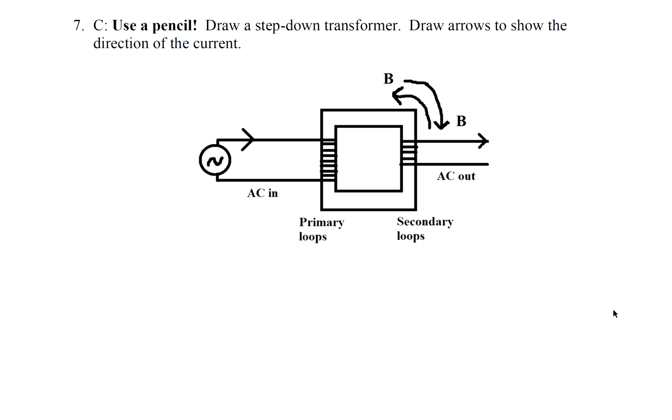Question 7. Draw a step-down transformer. Draw arrows to show the direction of the current. So you see in a step-down transformer, the number of primary loops is greater than the number of secondary loops.